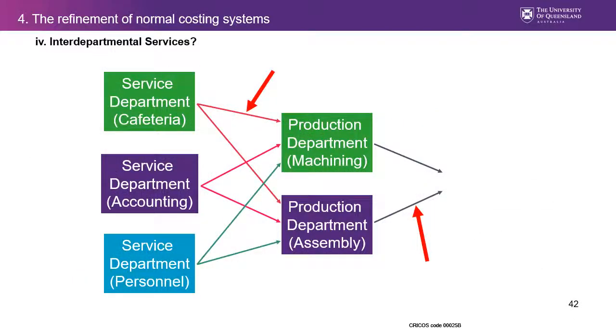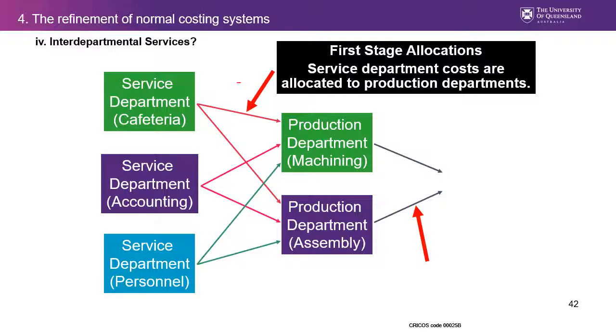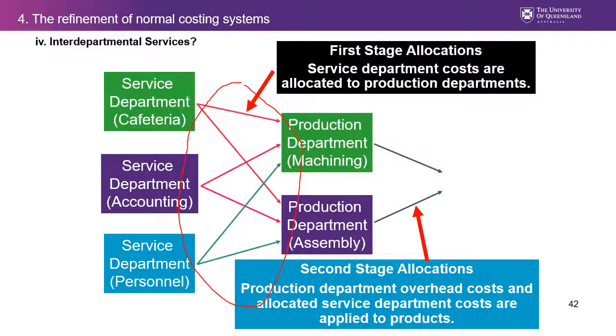So remember what we're doing here in refining our costing system is that instead of just having one cost allocation rate, we are allocating our service department cost to our production departments, and then we're allocating the cost from our production departments to our product. So it's a two-step process. In the first stage allocation, service department costs are allocated to production departments, and in the second stage, our production department overhead is allocated to our products.